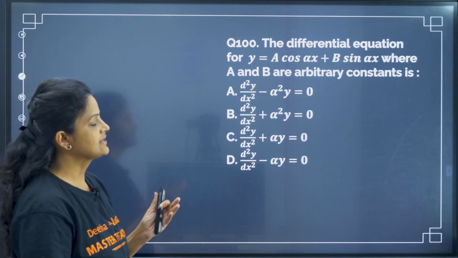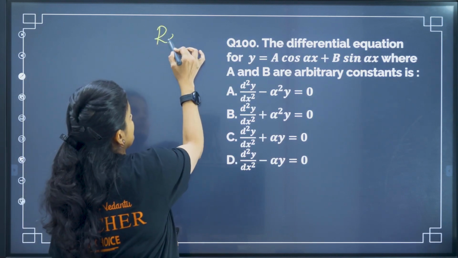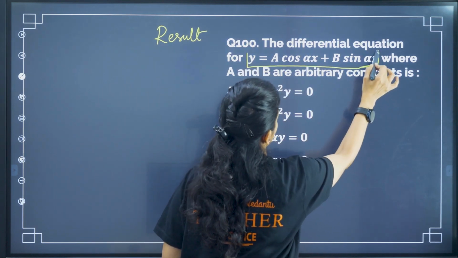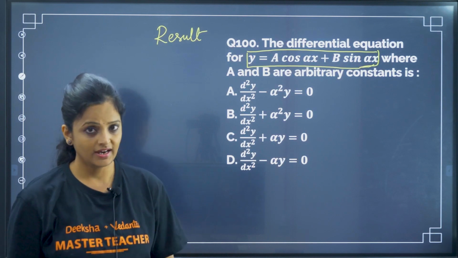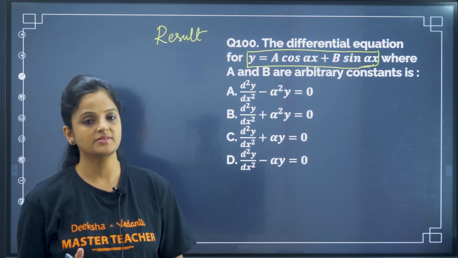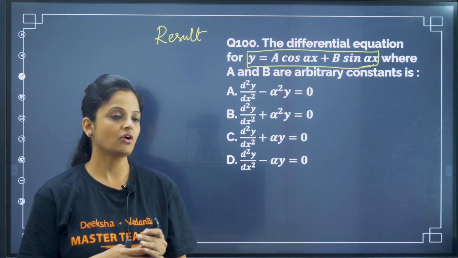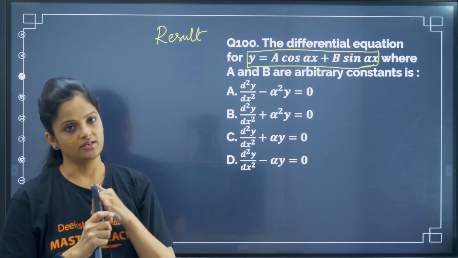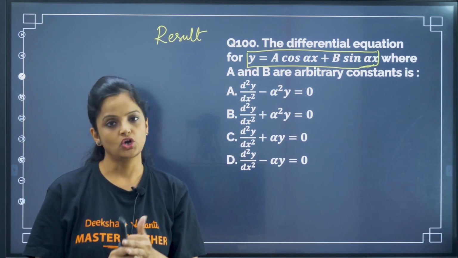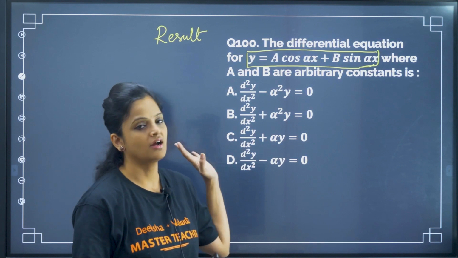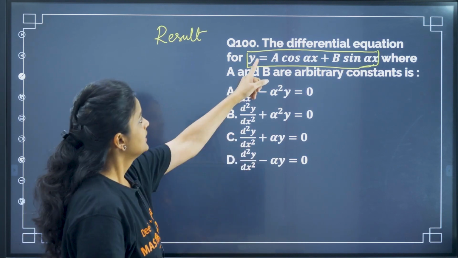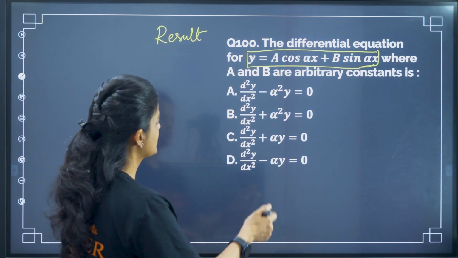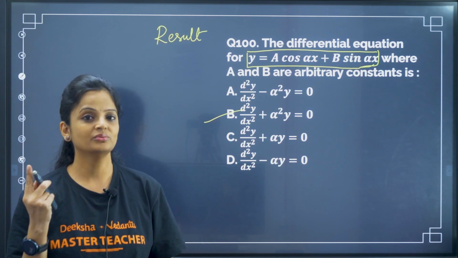100th question. This is also a result, because this is a general function that they have given: y is equal to A times cos alpha x plus B times sin alpha x. In my strategy video, I have told you there are many results you have to remember. That is one of the tricks. Results, formulae and shortcuts will help you get your answer much faster. If I remember that result, I will take a few seconds to get the answer. How?